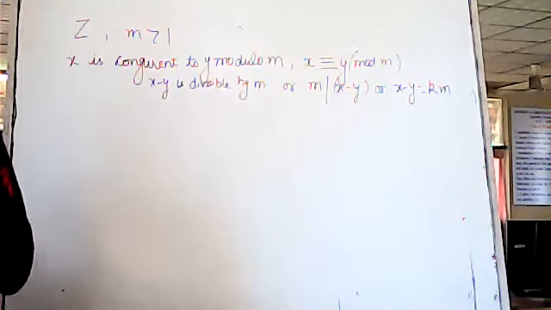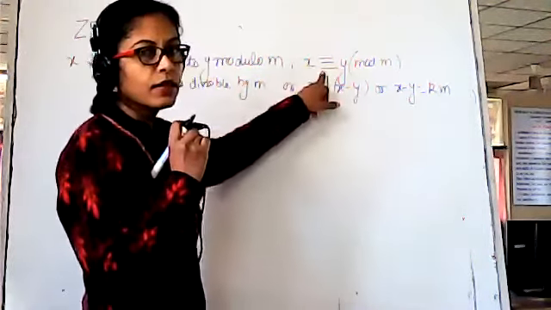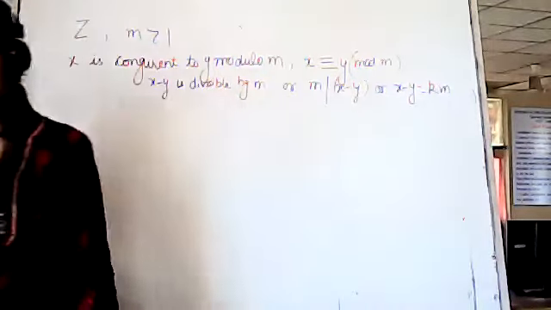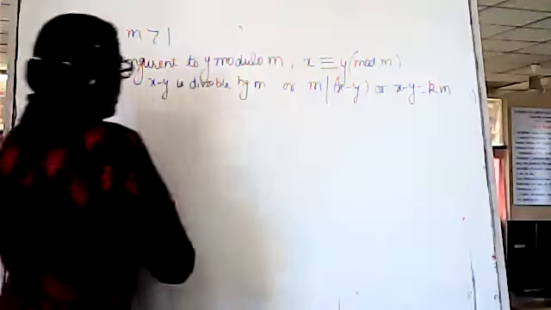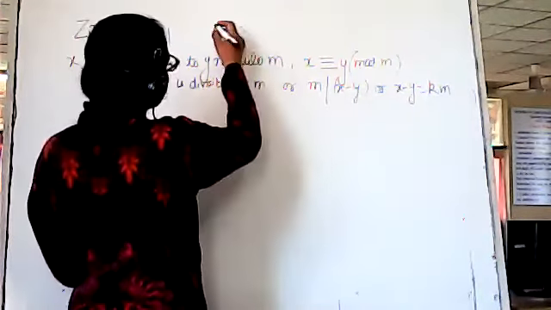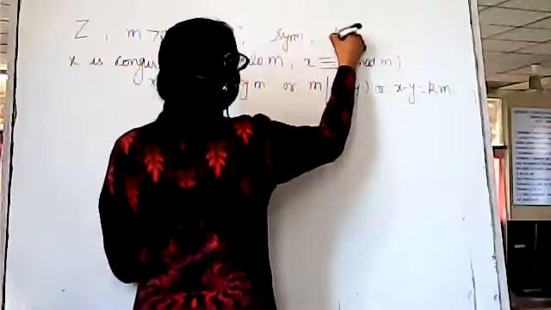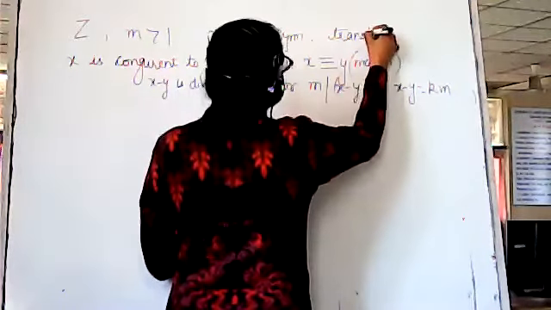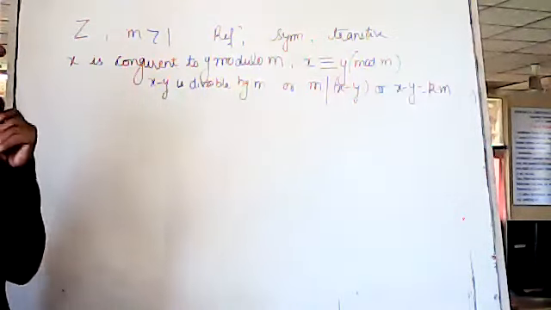Show that this sign, these three lines, is an equivalence relation on Z. I hope you all remember the definition of equivalence relation. Equivalence relation means reflexive, symmetric and transitive. If these three definitions are satisfied, then we say the relation is an equivalence relation.